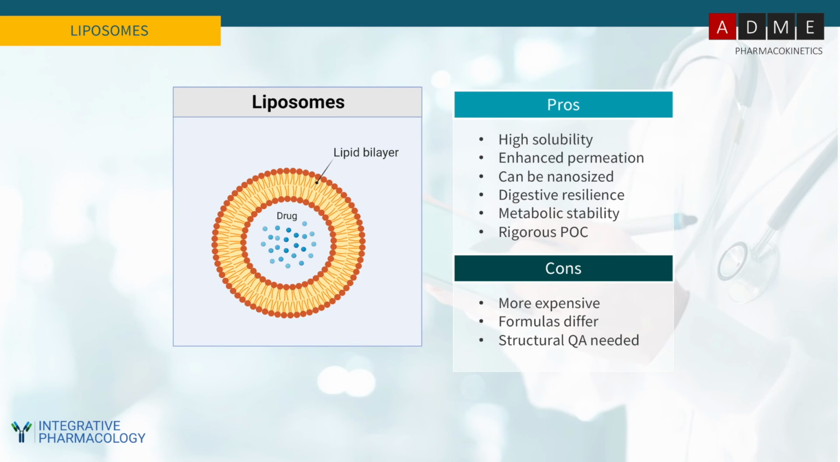There are three cons that you have to keep in mind with liposomes. First, they're going to be more expensive. They're also going to differ depending on what company you're obtaining your liposome from. No two formulations should ever be assumed to be equivalent. And also, you want to get structural validation. Structural quality assurance may come in the way of electron microscopy or some other imaging technique that proves the presence of true liposomes.